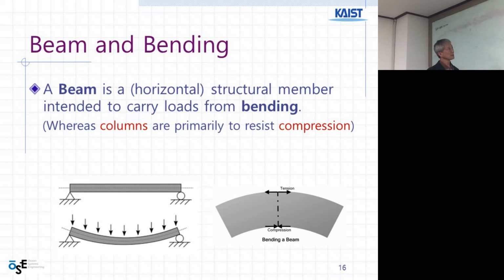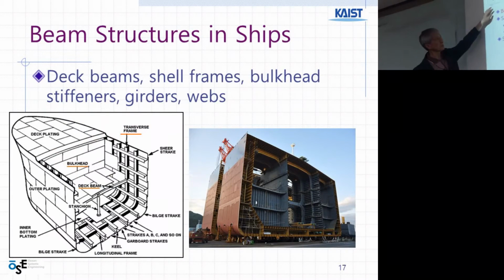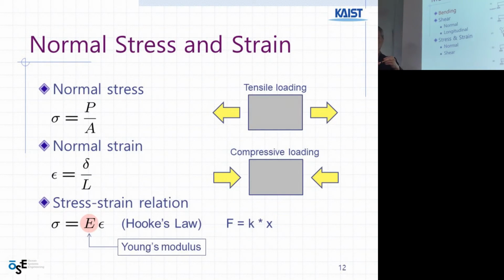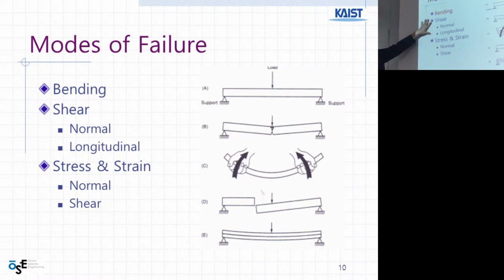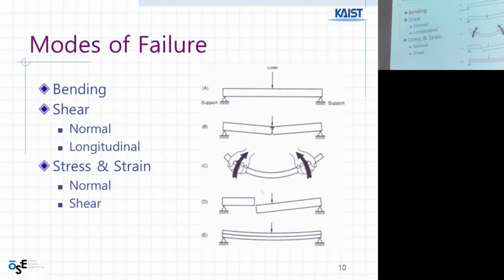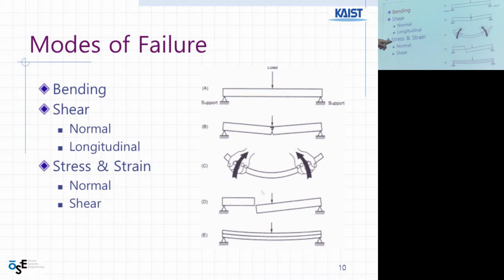Failure, bending. Bending is the most important for the ship because it is long and slender. But there is also shear, normal shear and longitudinal shear, and stress and strain. You should remember this wording for a long time: normal stress, normal strain, shear stress and shear strain. But mostly it is bending, right? Bending.